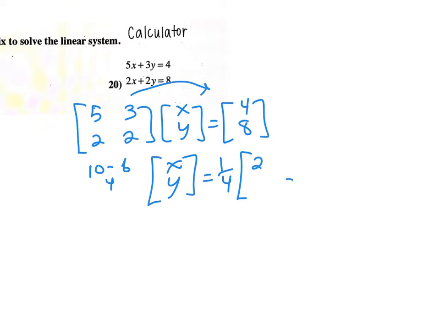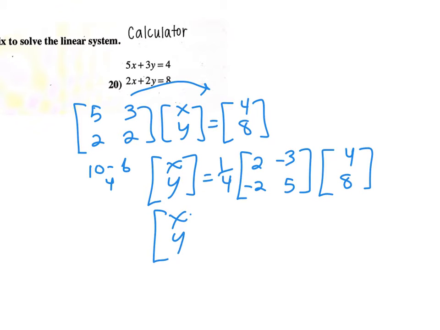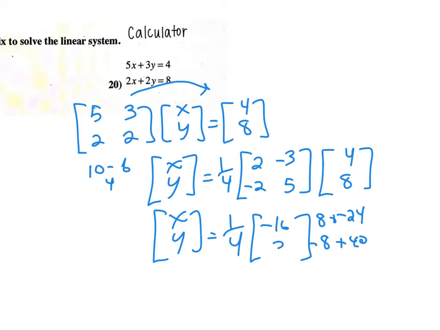Switch places with my first and fourth. Switch signs on the other two. Going to multiply that times 4, 8, that matrix right there. Now, this time is a little bit different. You do have the 1/4 in the front. Now, I'm going to go across down. 2 times 4 is 8, and negative 24. That's going to be negative 16. Now, do the second row. Negative 2 times 4 is negative 8. 5 times 8 is 40. That's 32. Now, for your answer, you need to take a fourth of those. A fourth of negative 16 is negative 4. A fourth of 32 is 8. You can check those by plugging them back in.